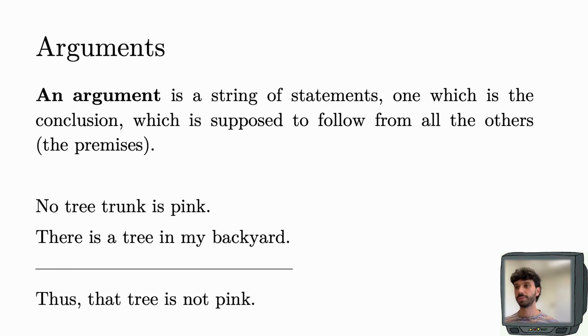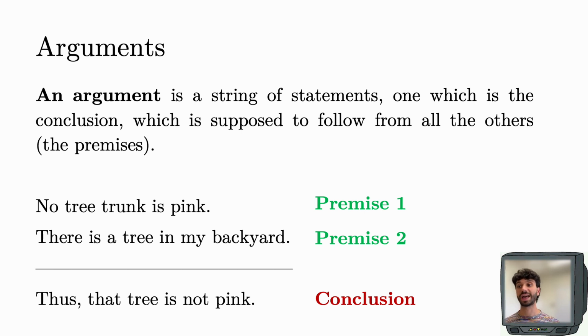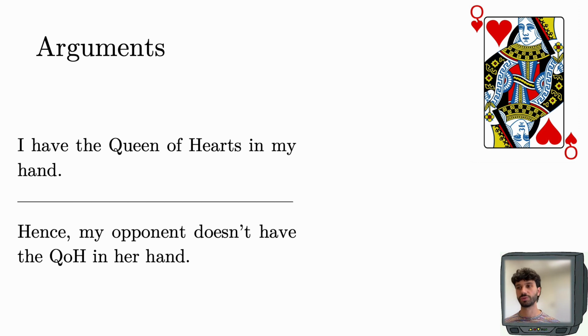Okay, let's look at another one. This is the argument. No tree trunk is pink. There is a tree in my backyard. Thus, that tree is not pink. What is the conclusion of this argument? Again, I've made it kind of easy for you. The conclusion is that that tree is not pink, and the premises are that no tree trunk is pink, and that there is a tree in my backyard.